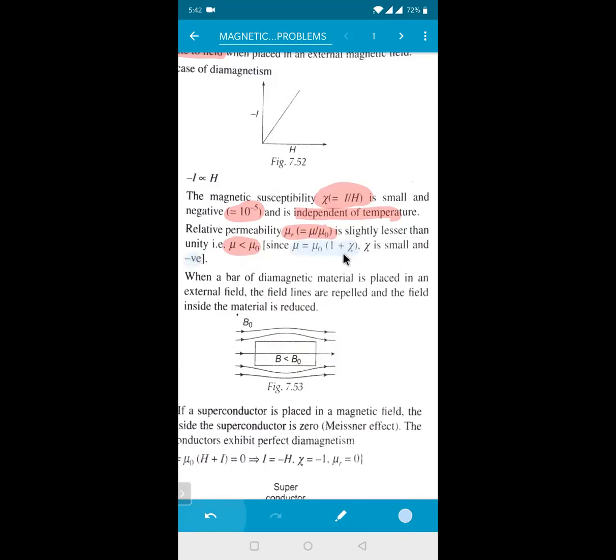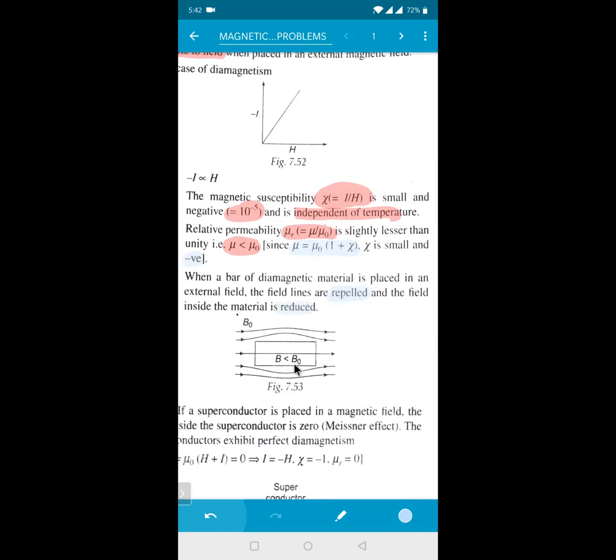When a bar of diamagnetic metal is placed in an external magnetic field, the field lines get repelled, and the field inside the material is reduced. So B inside is lesser than the external B.